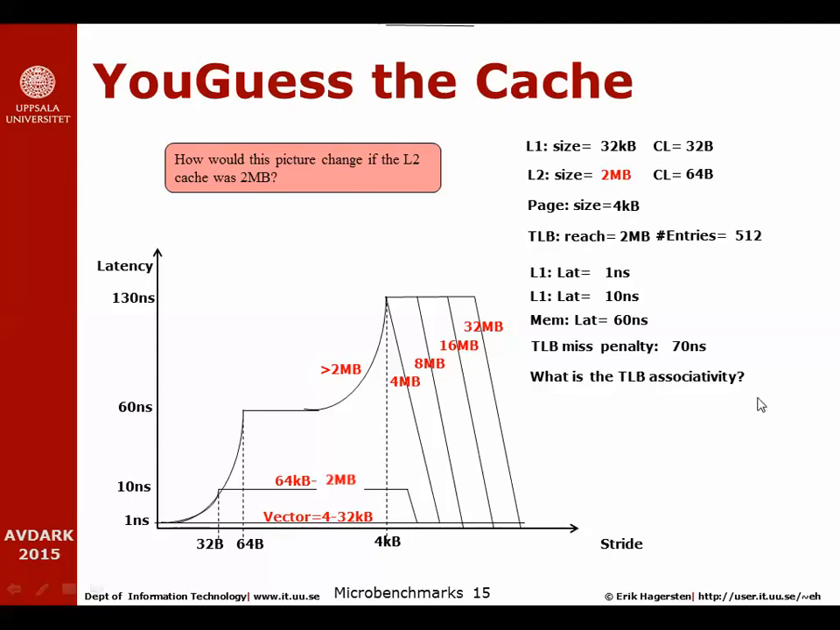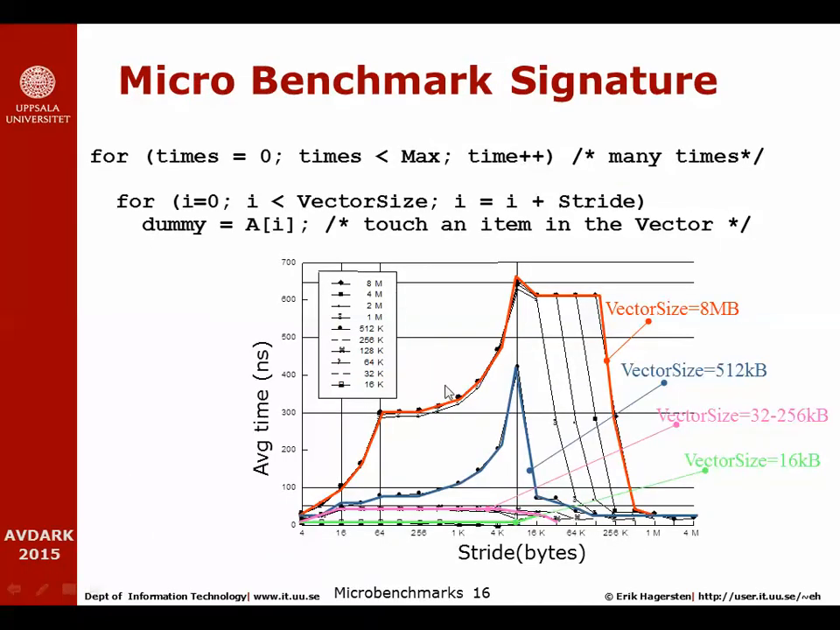What we're going to do in class is to look at a curve that looks like this, with a slightly different shape, and we will discuss what kind of memory system is hidden behind this kind of macro benchmark signature. Take a look at this and think about that before we meet in class.